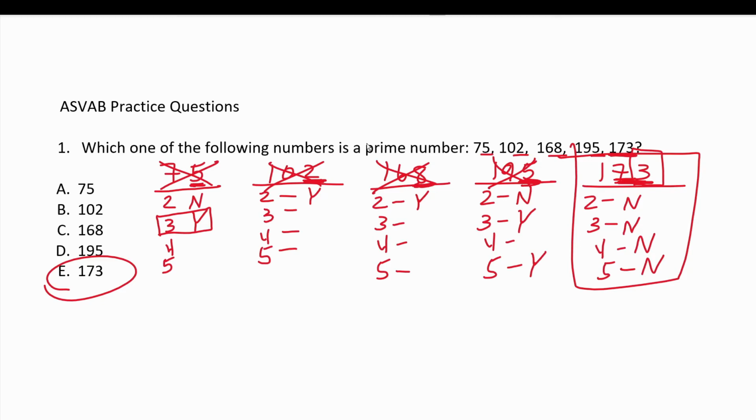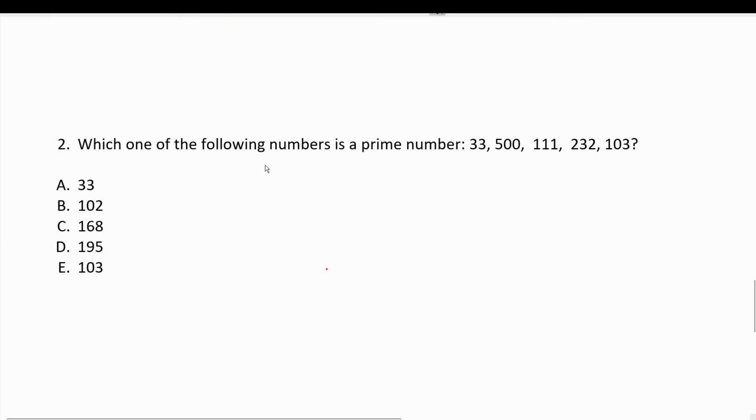All right, so let's look at another example here. Let's take a look at number 2. It says, which of the following numbers is a prime number? We have 33, 500, 111, 232, and 103.